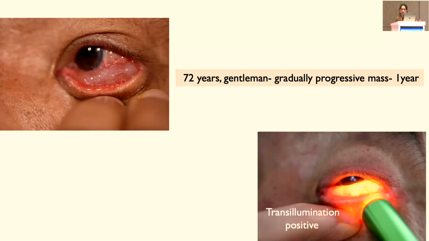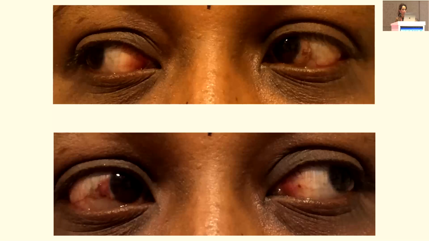History is also very important: he had undergone multiple conjunctival ocular surface reconstructive surgeries in the past, and it's from that he developed an inclusion cyst.